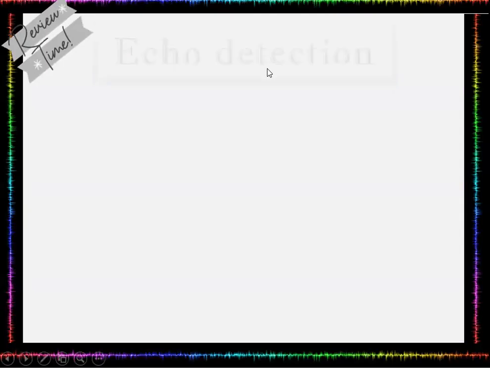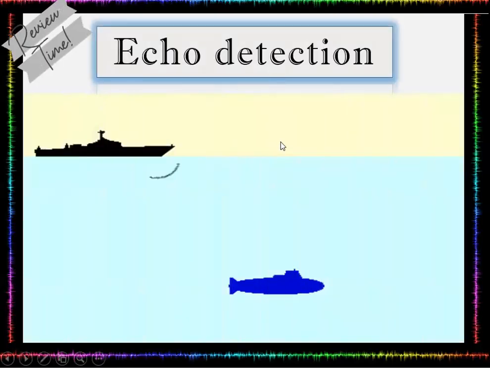Echo detection. Echoes can be used to detect shoals of fish, submarines, or wrecked ships on the seabed. Sound waves are sent down into the sea from an instrument on a ship called an echo sounder. The time taken for the echo to bounce back to the ship can be used to work out the position and shape of the object beneath the ship. Maps of the seabed can also be made in the same way.